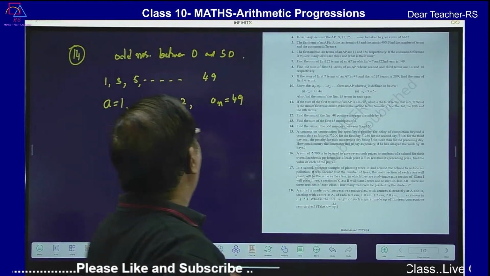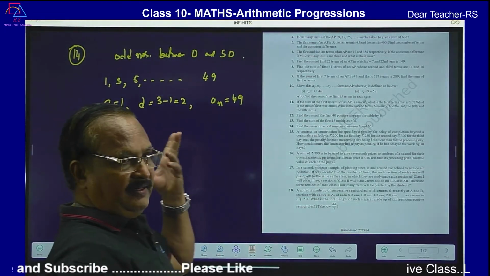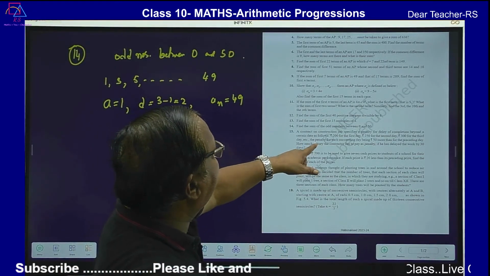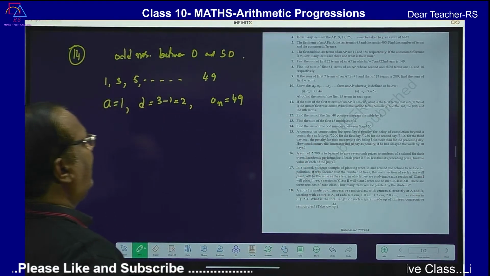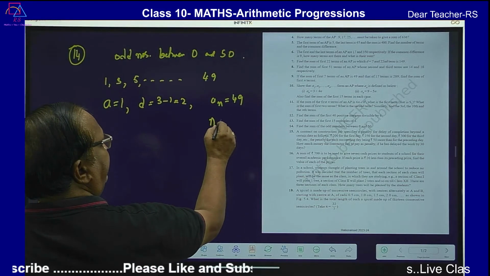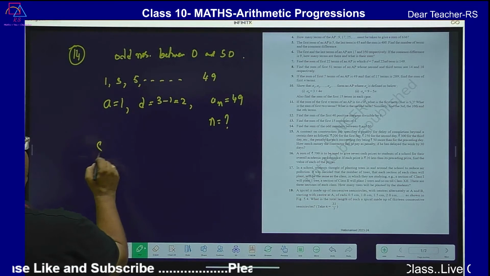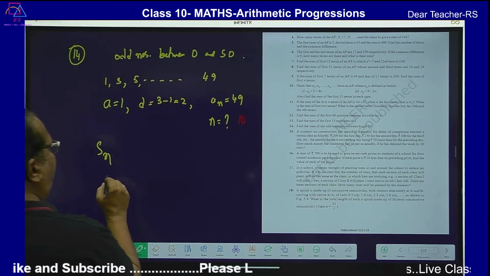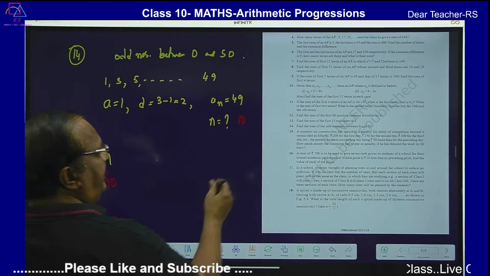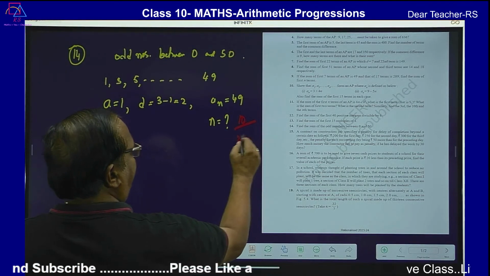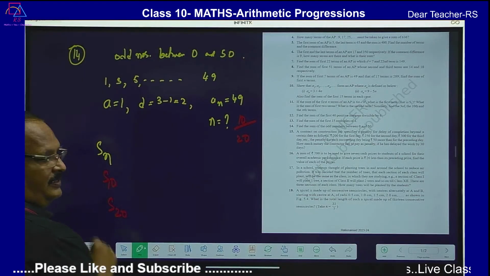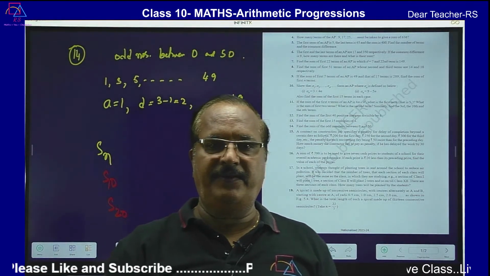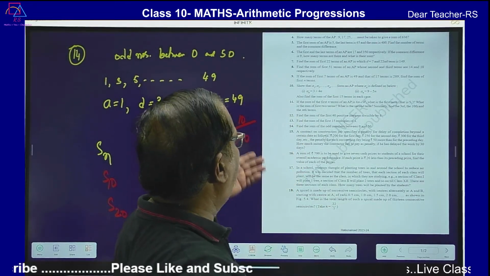So now we have got a, d, an. From an you will be getting n. So what he asked? Sum. So after finding n, you have to find out Sn. Suppose if you are getting n is equal to 10, you have to find out S10. If you are getting n is equal to 20, you have to find out S20. Okay, you have to find out n, and then you have to complete the question.